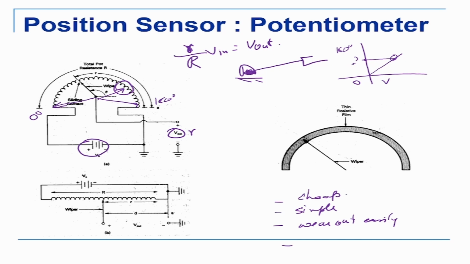The other thing is there is noise at the contact. Why? Because there is physical contact being made. So when you're reading it using a microcontroller, there is a chance of noise coming in, that means stray signals. So potentiometers are very cheap, very simple to use, but they are not used in industrial robots, so they are not used in industrial applications.